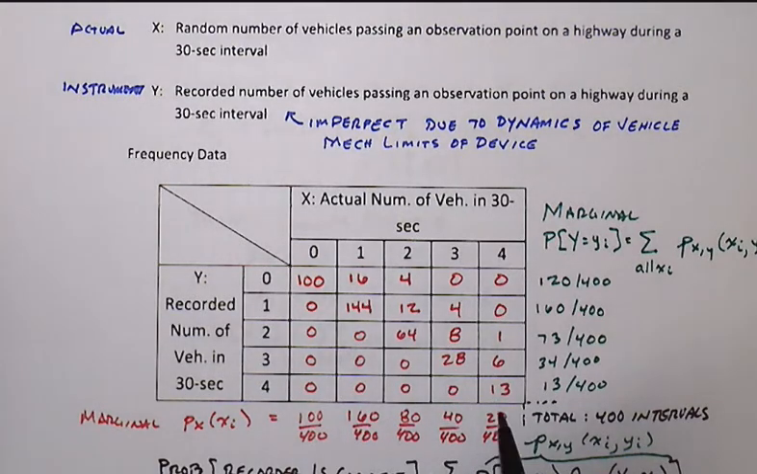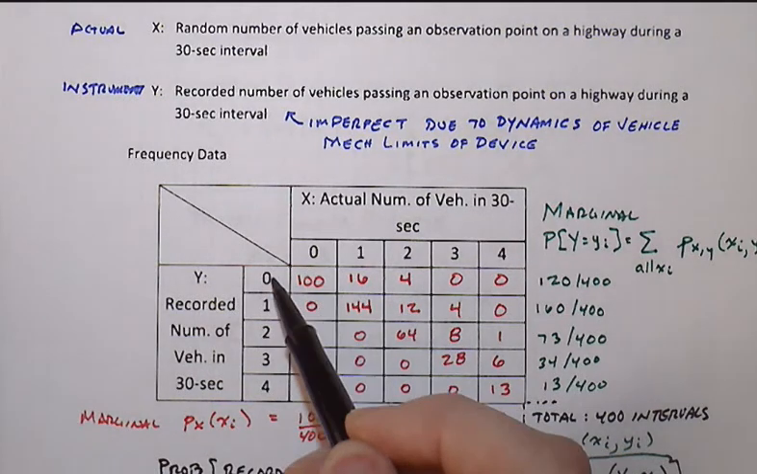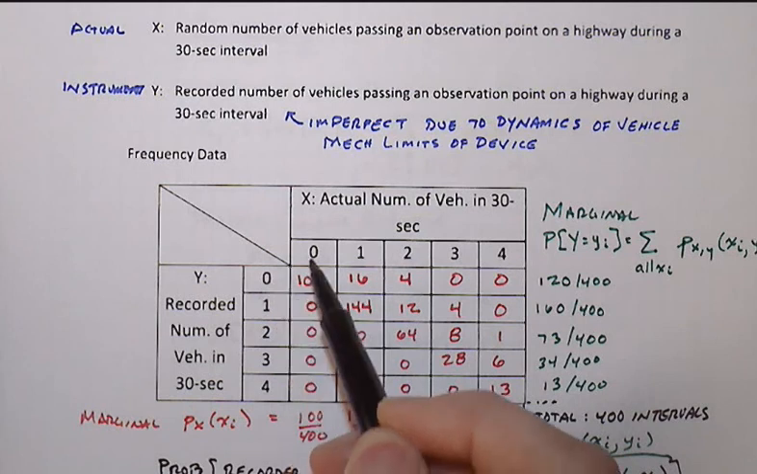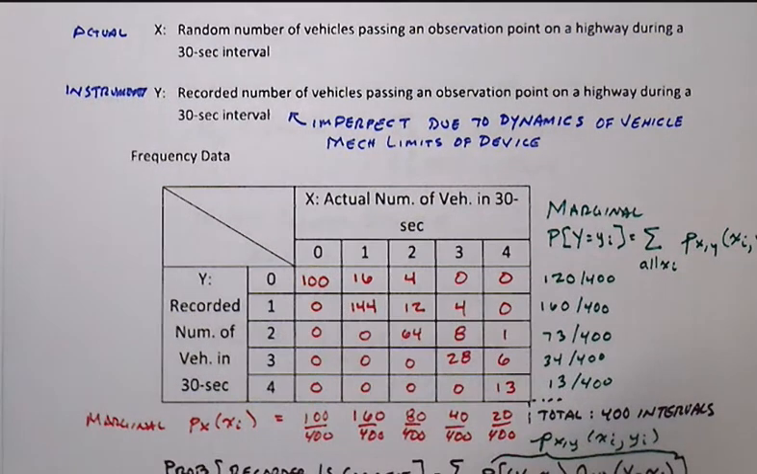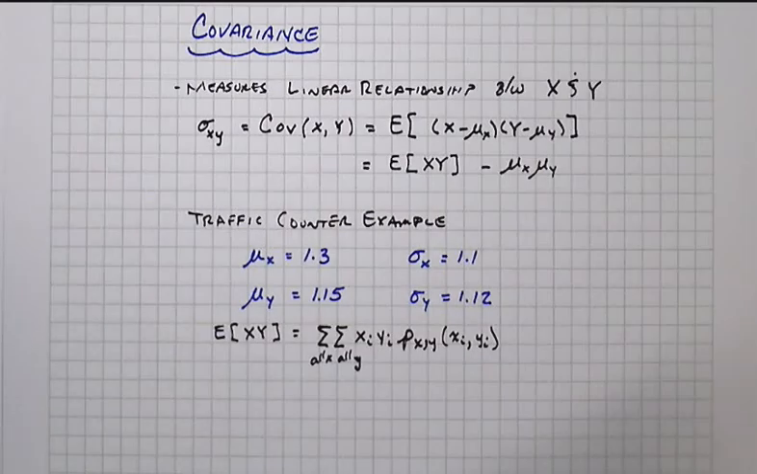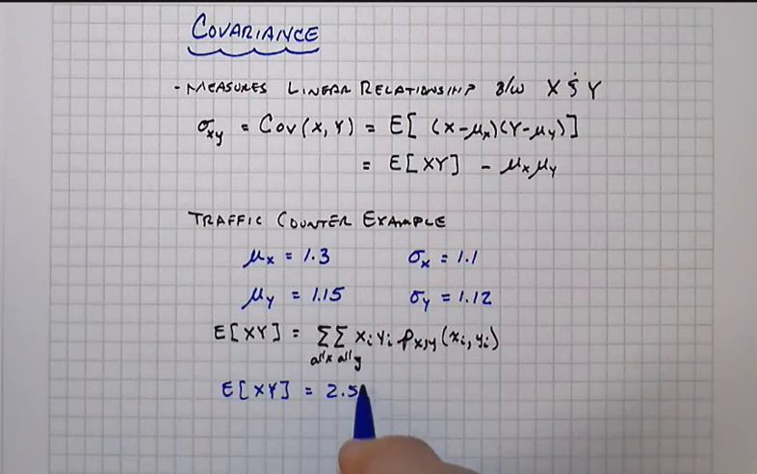And obviously we have a whole lot of zeros. And we sum up all of those weighted products, because this times that is the product, and that's the weighting, how likely those occur, the probability mass. If we do all of that, then for the data from our traffic example problem, our expected value of xy is going to be 2.56.